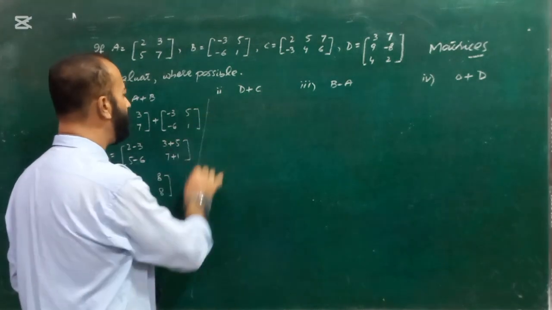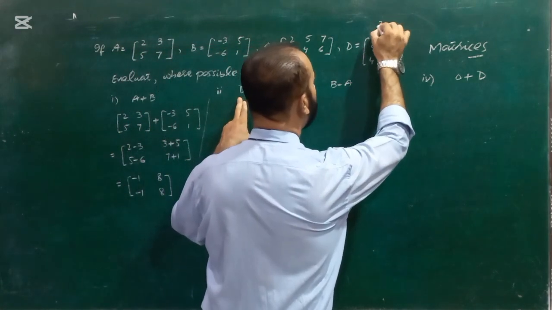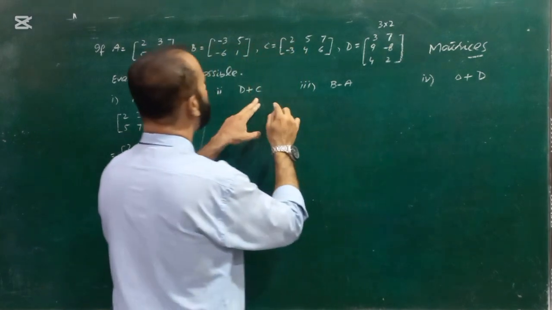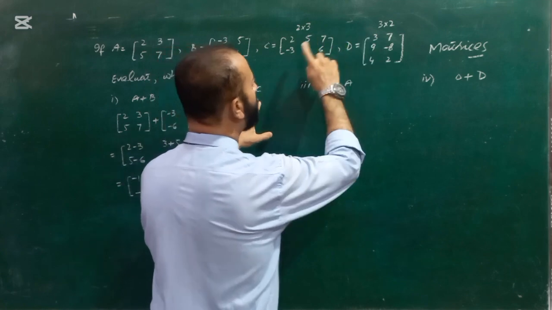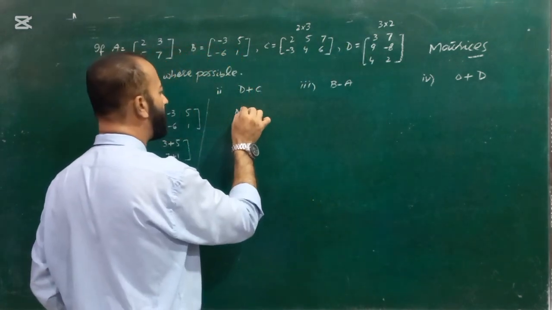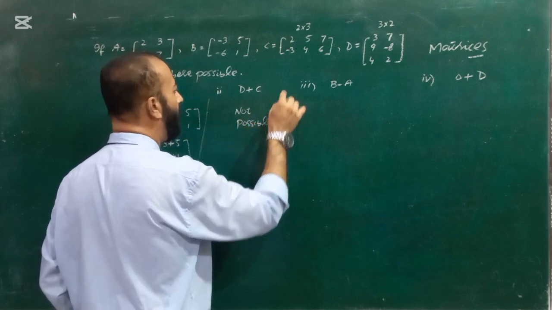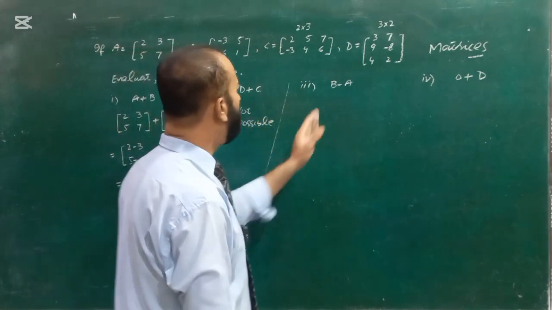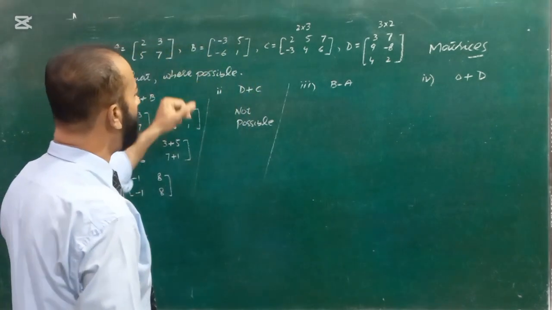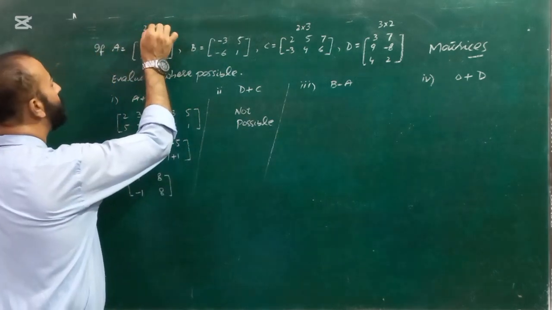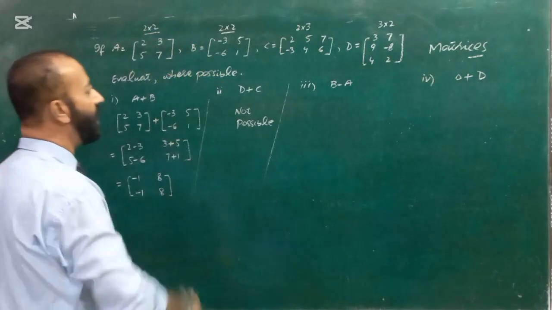Okay, in the second part, if you see, D is a 3 by 2 order matrix, and C is a 2 by 3 order matrix. Because the order is different, this is not possible. Okay, in the third part, B and A are required to be subtracted. Because the order is 2 by 2 and the other order is also 2 by 2, because the order is the same, that's why we can solve it.